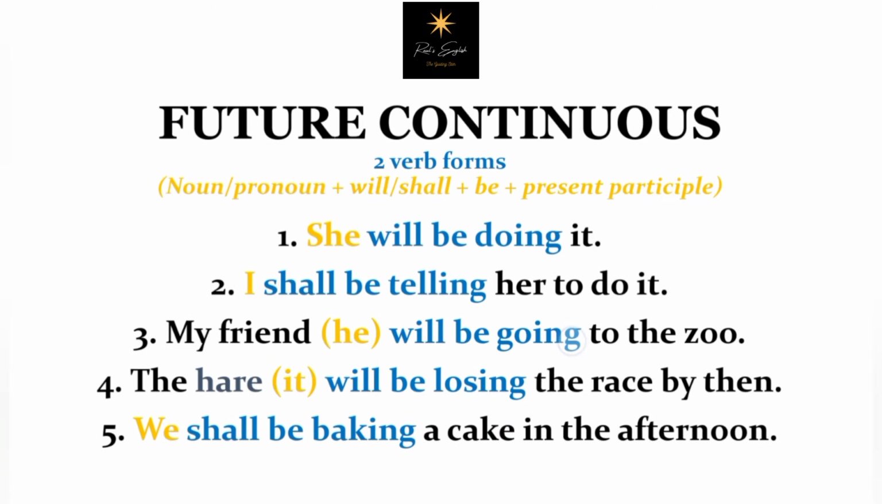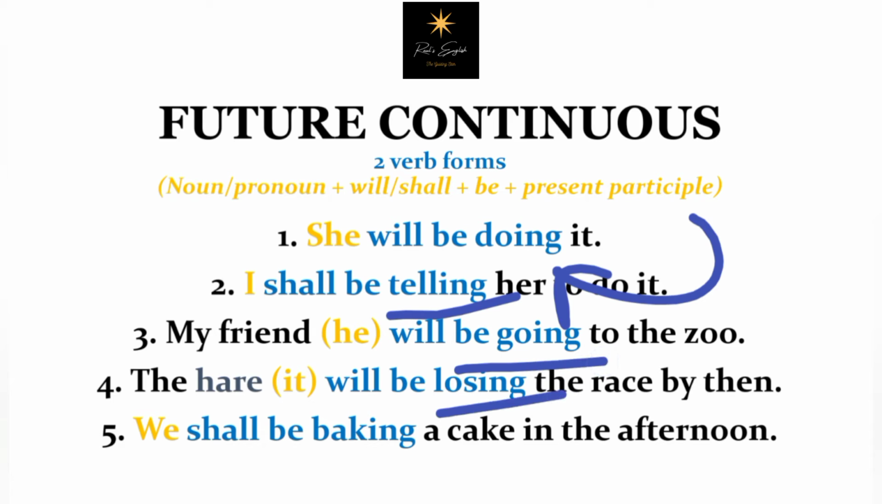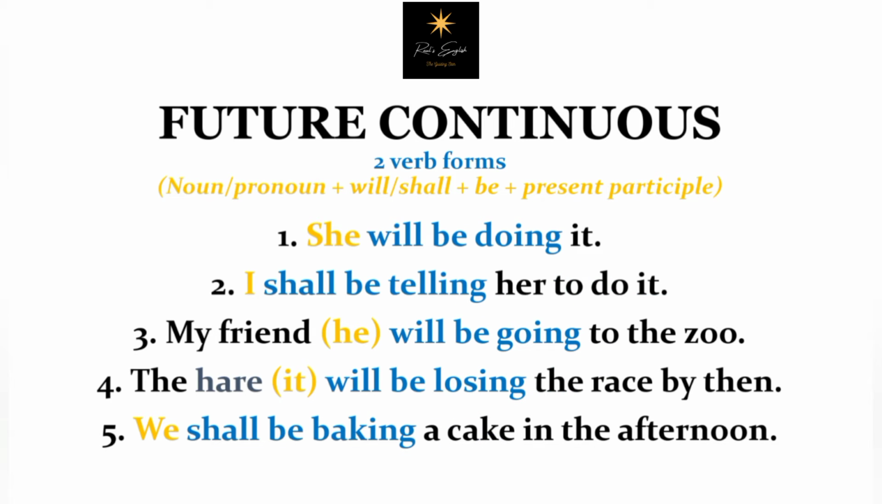Now let's look at future continuous, also known as future progressive. So future continuous or future progressive: 2 verb forms with the will or the shall. Noun or pronoun, will or shall, be, present participle. Present participle of do is doing, tell is telling, go is going, lose is losing, bake is baking. She will be doing it. I shall be telling her to do it. What shall you be doing? I shall be telling her to do it, to do her homework, to do her assignment, whatever.